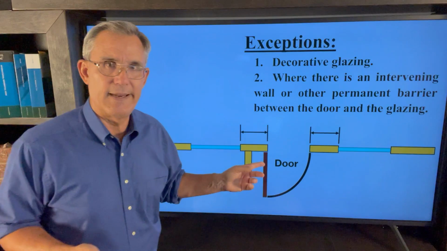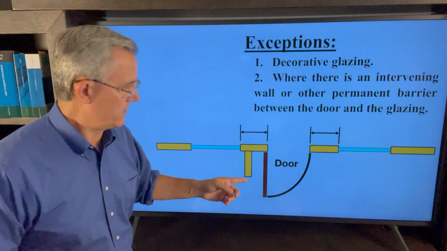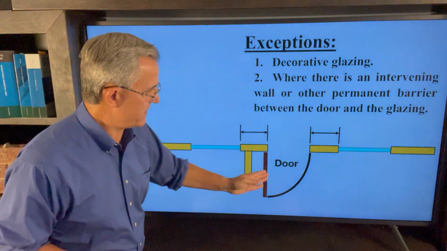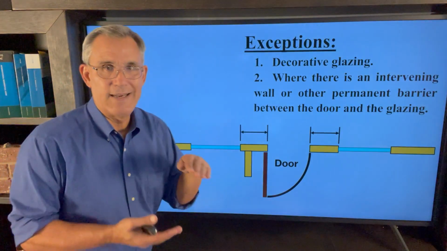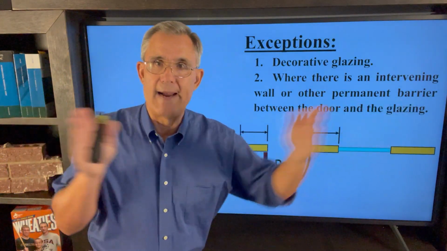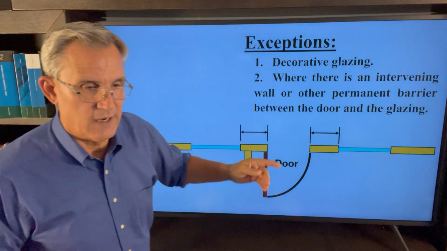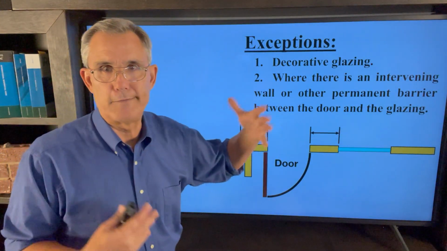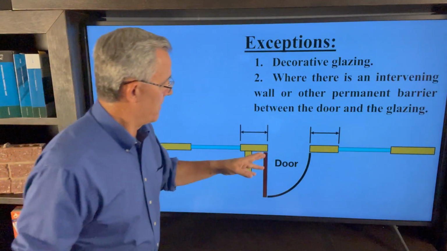So I throw in a door somewhere or a wall. So here's a wall now. So the door is swinging in and it would hit this wall. It doesn't say how long that wall is. Maybe it's this big, maybe it's this big. I don't know. It just says a wall or other permanent barrier. So there you go. But then it says what?